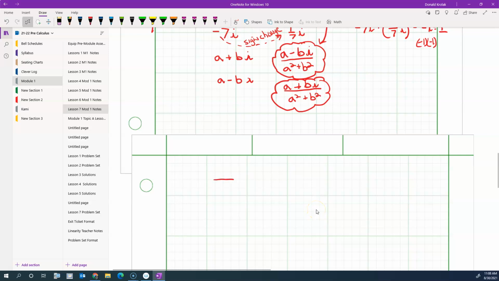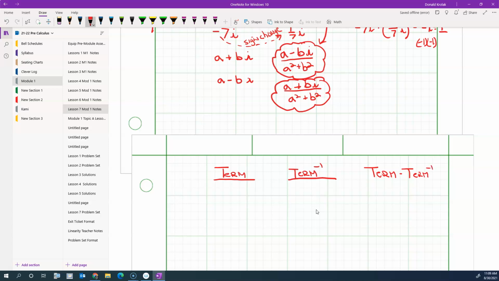I said that wrong, guys. I said complex conjugates. I should have said inverses, not complex conjugates. Inverse, multiplicative inverse. All right, so this is going to be that. And then if I multiply these two things out, I should get 1.